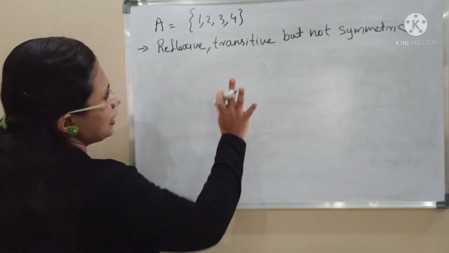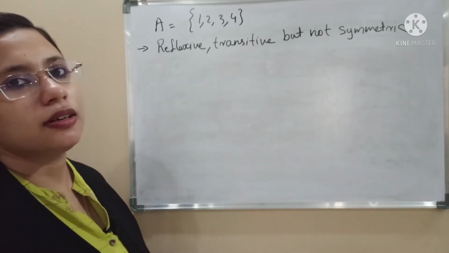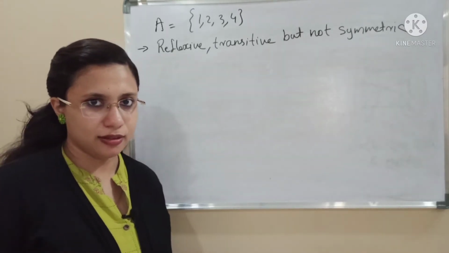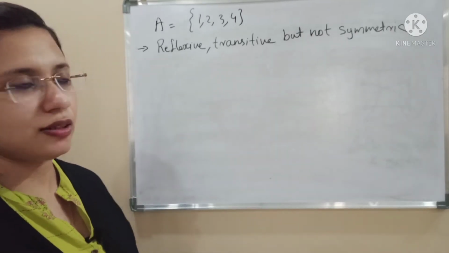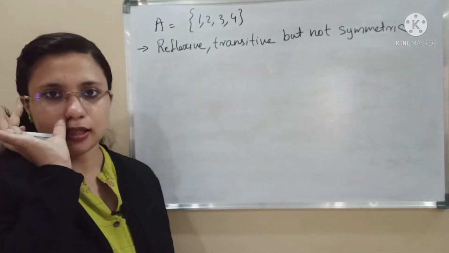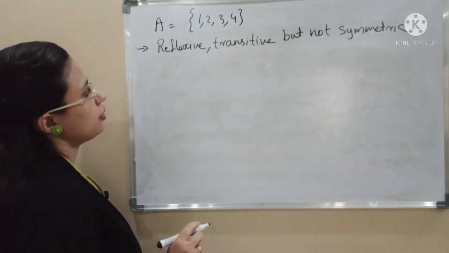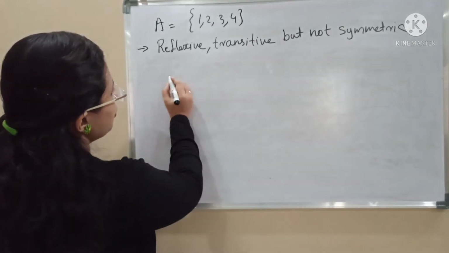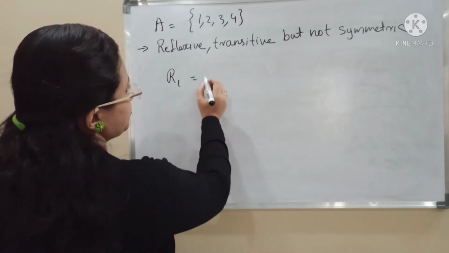What are these reflexive, transitive, symmetric categories? We are already familiar with them, right? Because we learned them in the previous classes. These are the categories of relation. So we'll check the reflexive condition first. Before that, we have to define the relation.